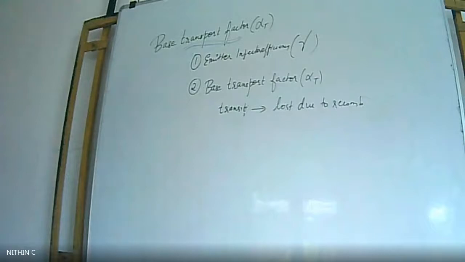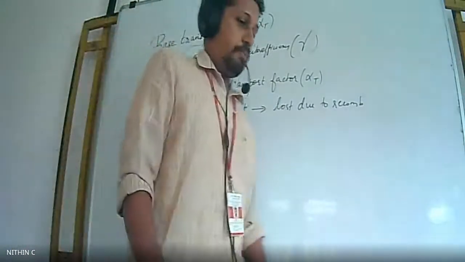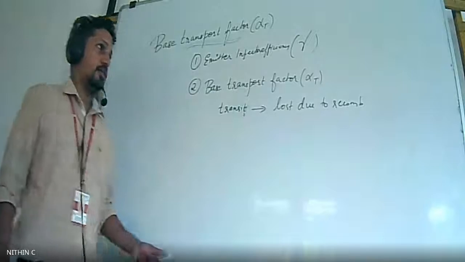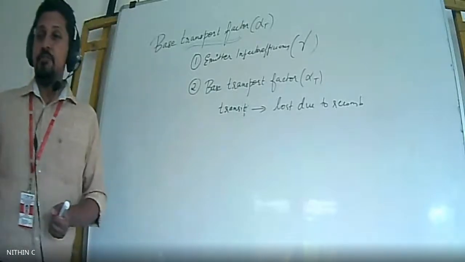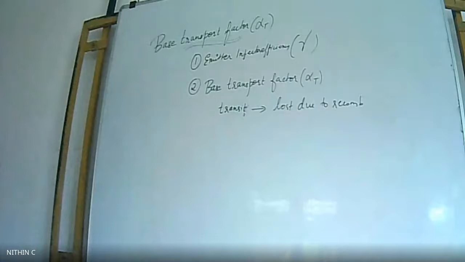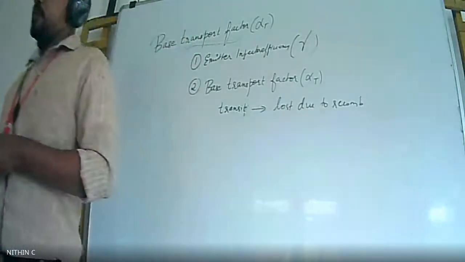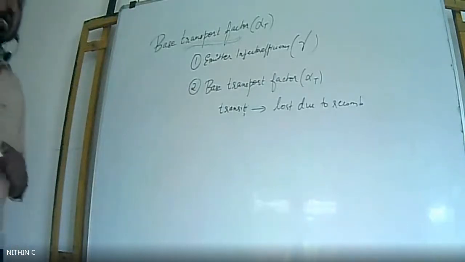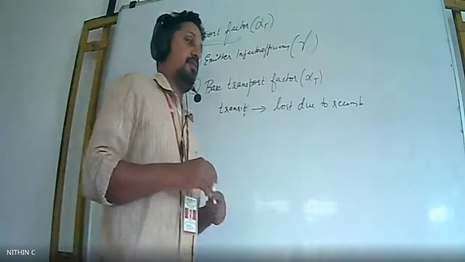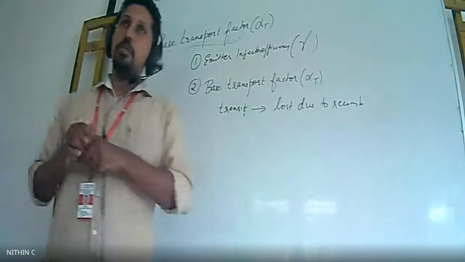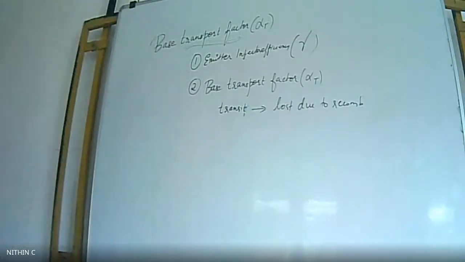So a better base transport factor can be achieved by making less loss of charge carriers at the base due to recombination.